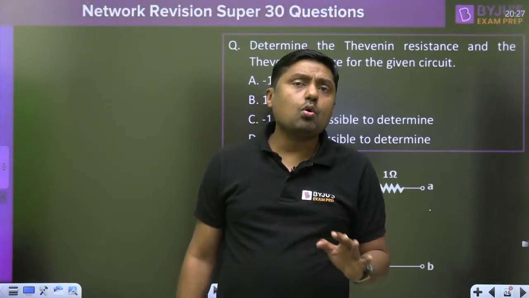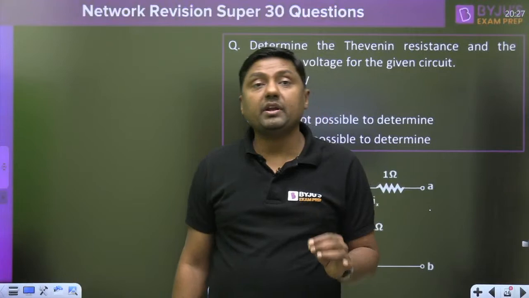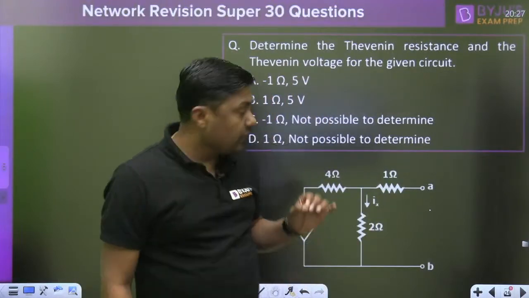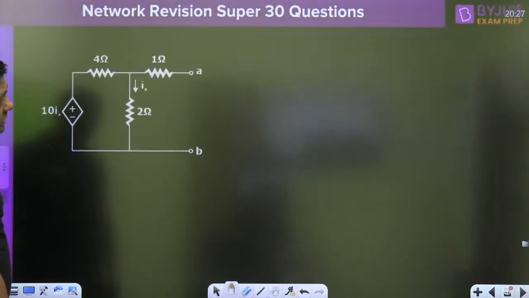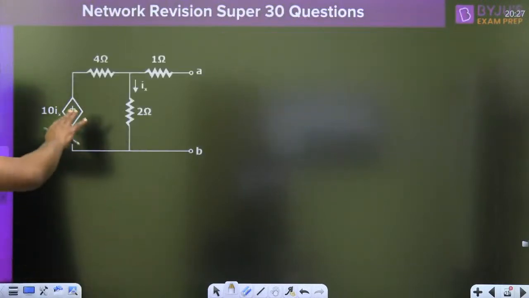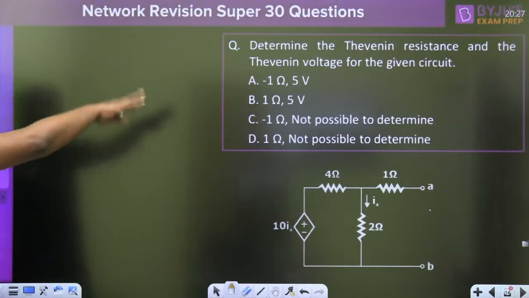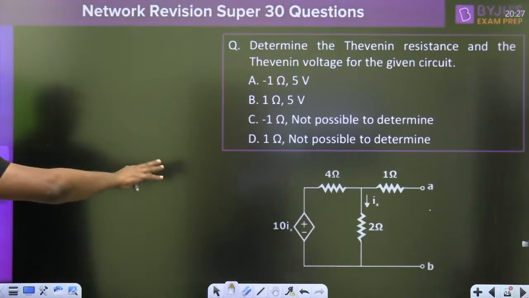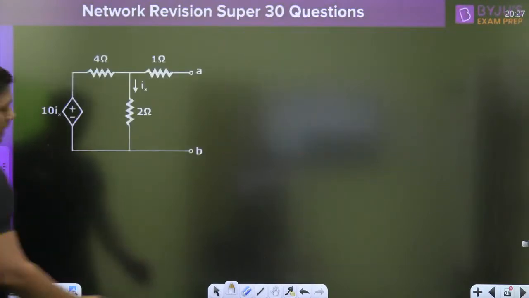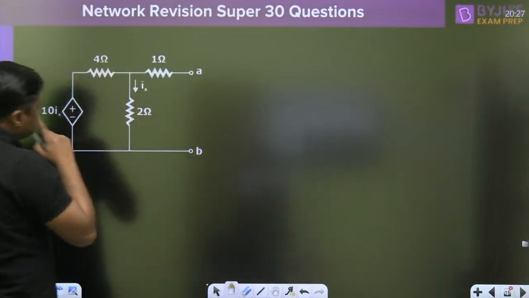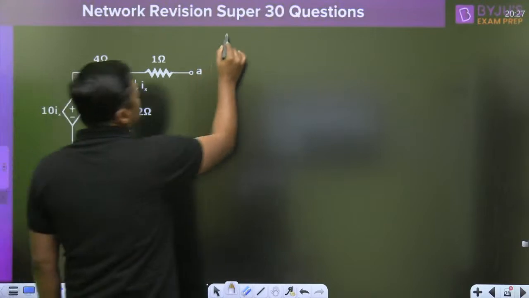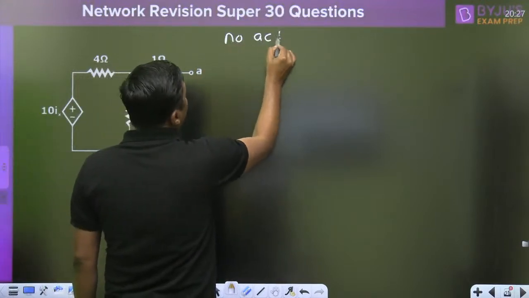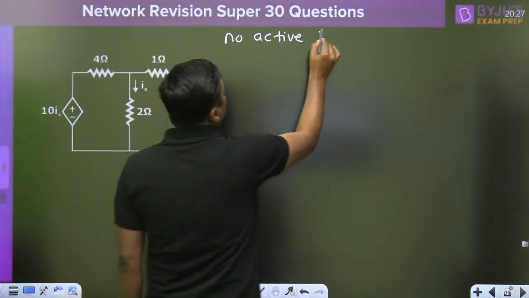But no active independent source is given in the particular diagram. If no active source is given in the diagram, then first of all, what is the method to find the RTH? Everyone give me the answer. What is the RTH for this diagram? Thevenin's resistor. When I want to calculate the Thevenin's resistor, because there is no active dependent source, no active independent source.